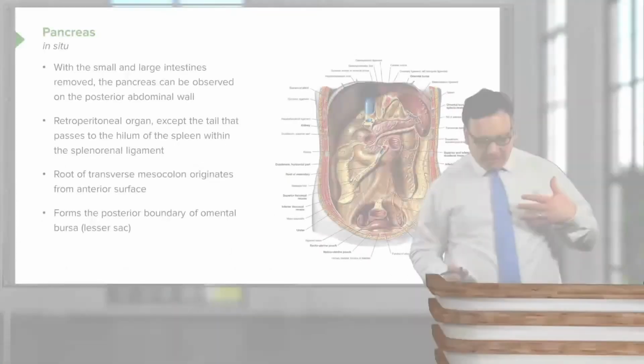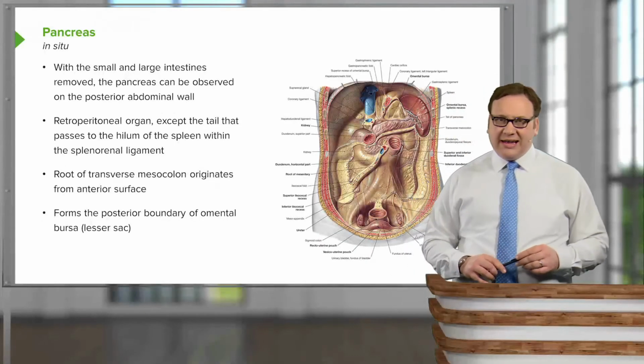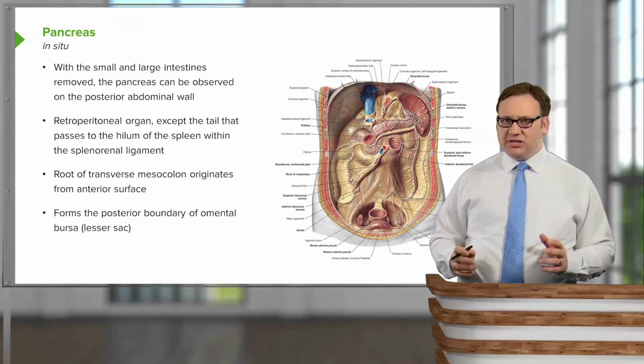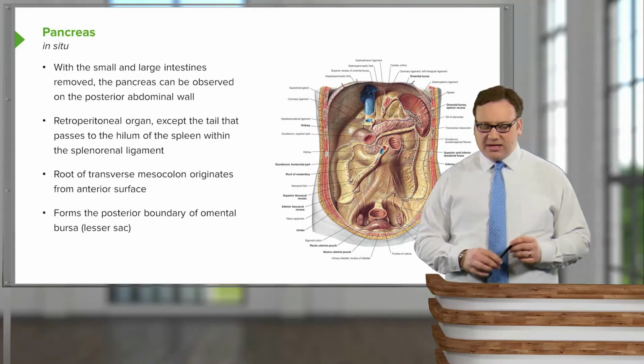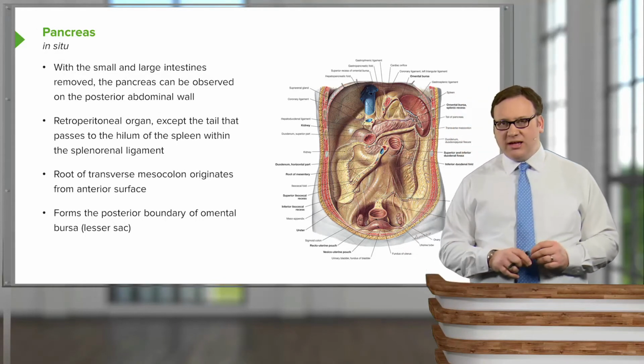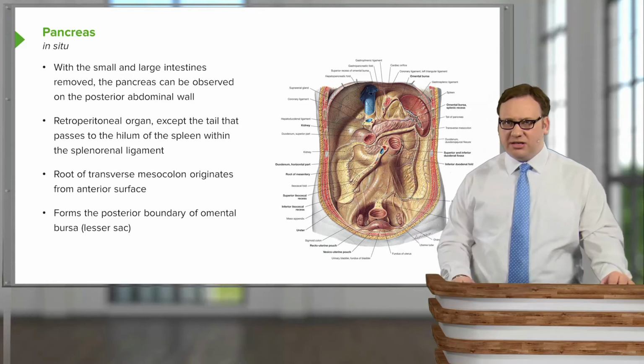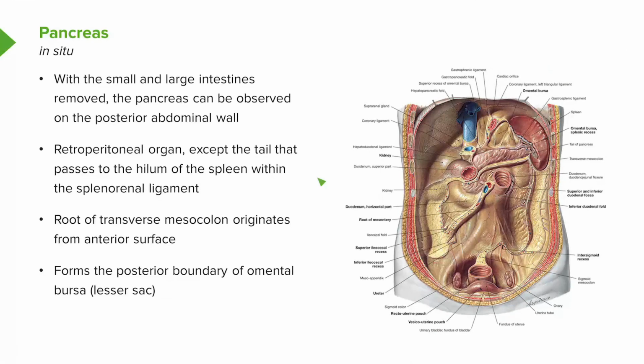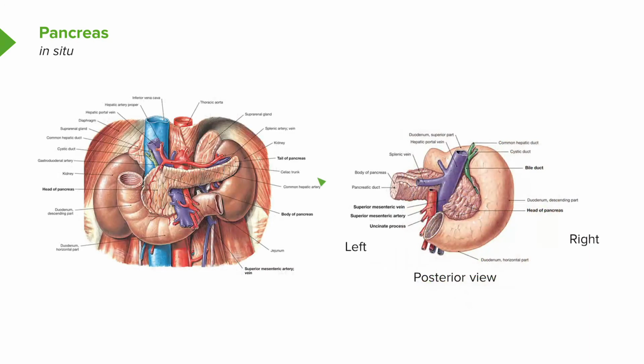So the pancreas is a retroperitoneal organ, except for the tail that passes to the hilum of the spleen within what's known as the splenorenal ligament. The tail of the pancreas passes to the spleen with the splenorenal ligament that contains the splenic artery and splenic vein. The root of the transverse mesocolon originates, and we can see the cut edge of the transverse mesocolon here. So that is the root of the transverse mesocolon, and it forms the posterior boundary of the omental bursa.